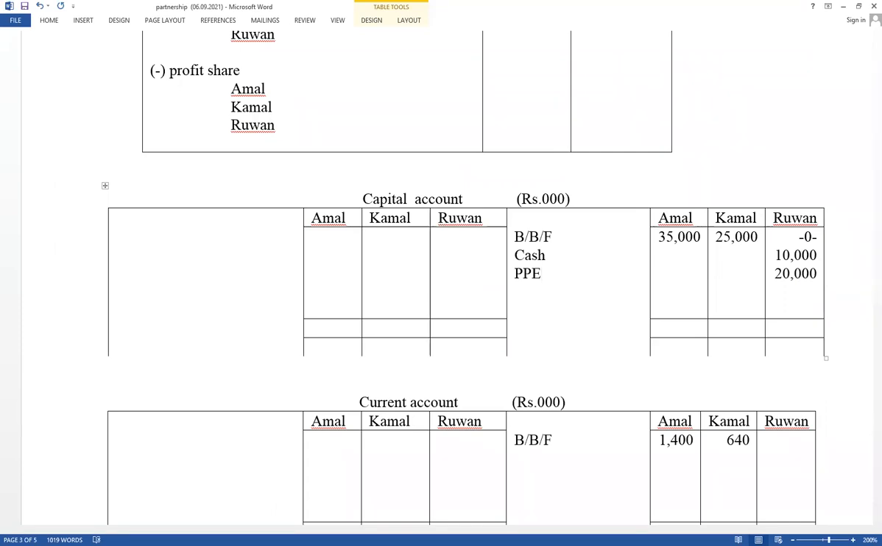Office equipment, land, building, motor vehicle, those are called property, plant and equipment. It has not been recorded. Therefore, property, plant and equipment account debit, partners' capital account credit.